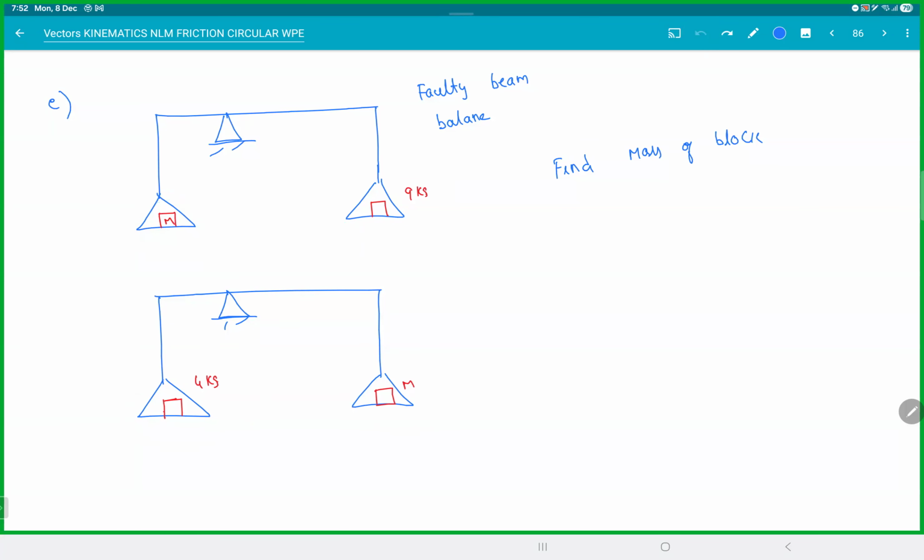See, if it was properly working, then when you keep it on either side, you should put the same mass, isn't it? Because it's not working properly, when you keep it on the left hand side, you require 9 kgs on the right hand side. When you keep it on the right hand side, you need 4 kgs on the left hand side. So basically that center point is not in the center, it is messed up. Then what is the actual mass of the block?